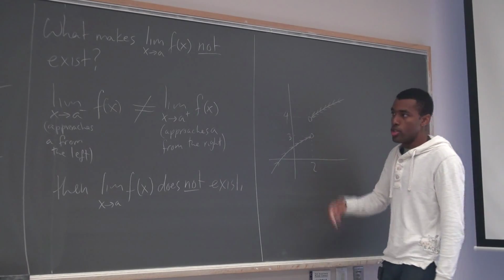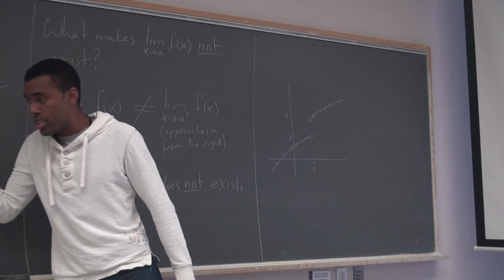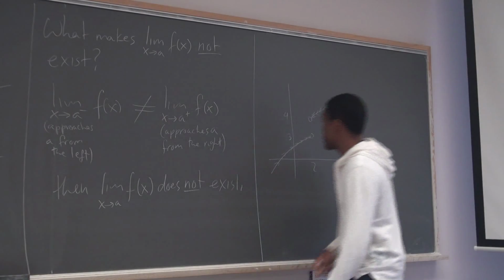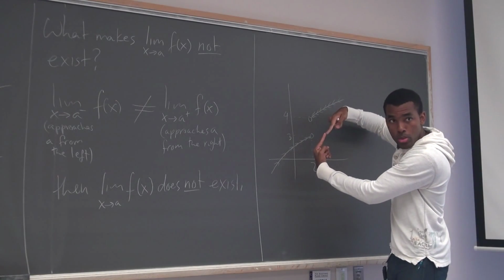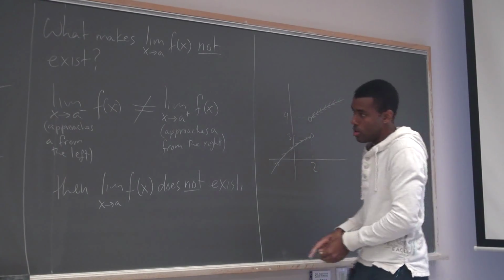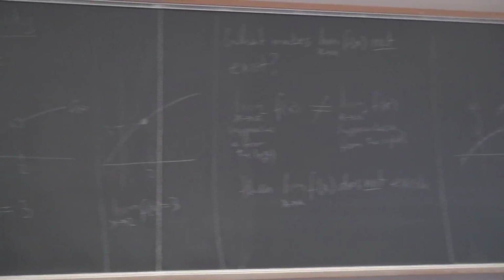It doesn't matter if you're continuous at the point, the limit can exist whether or not you're continuous. That's not the issue. The issue is, do the y values match up when you're approaching from different directions, right? If they don't match up, we say the limit does not exist.